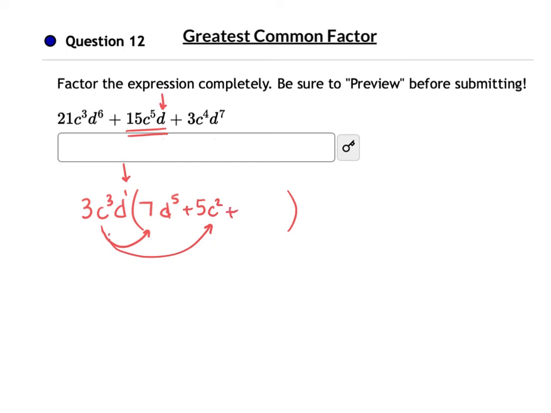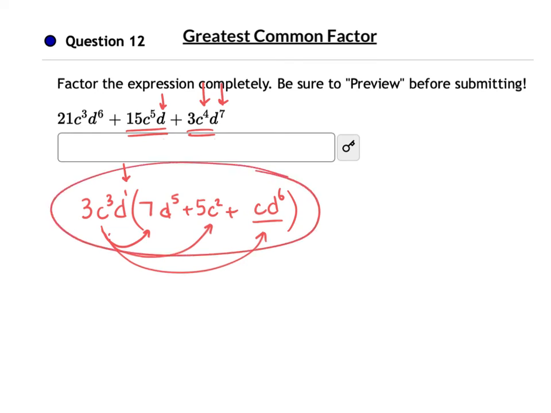Plus 3C cubed D to the first times the third spot makes this third term. I need a 1, and you don't need to put the 1, of course. C cubed times C makes C to the fourth, and D to the first times D to the sixth makes D to the seventh. We don't need the 1. And there's my answer.